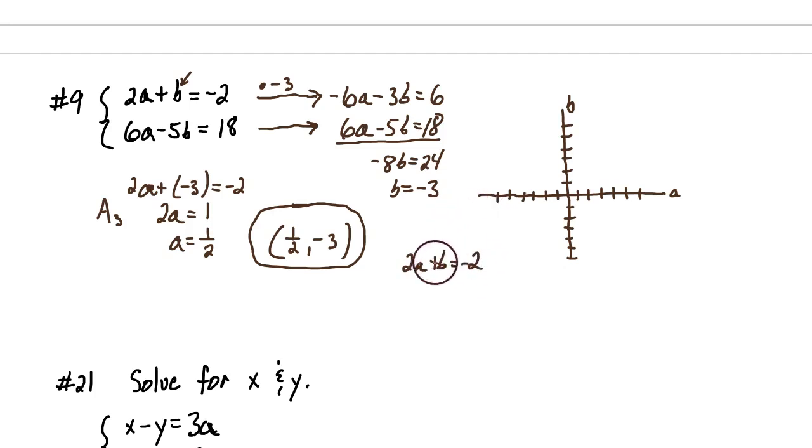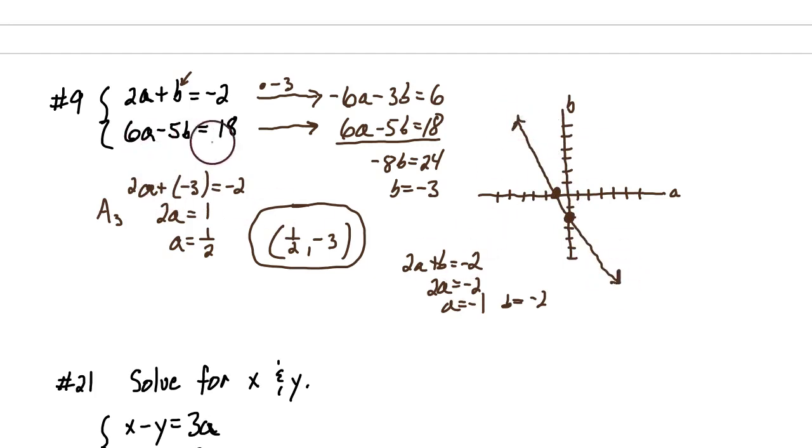Let's find the intercepts. When we use a 0 for b, this becomes 2a equals negative 2. Divide both sides by 2 and you get a equals negative 1. That's located here. When you use 0 for a, this becomes b equals negative 2, and that's located right here. Here's the line through those dots.